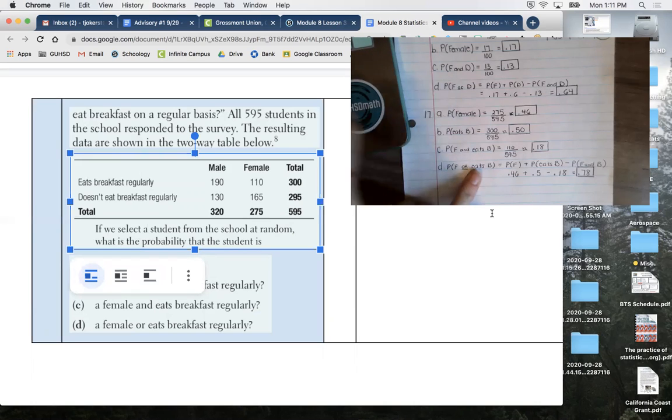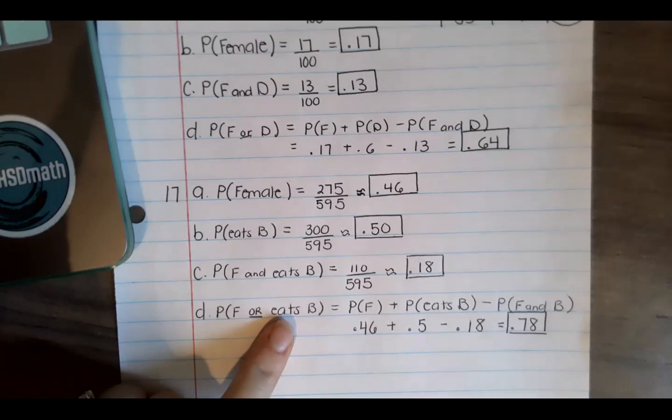Those are all the probabilities that are in this part right here. So I'm going to take my 0.46, my female, plus my eating breakfast, plus 0.50, and subtract out the one that we counted twice, that 0.18, the 110 people. And I get 78%. And that is all for my two-way table example.